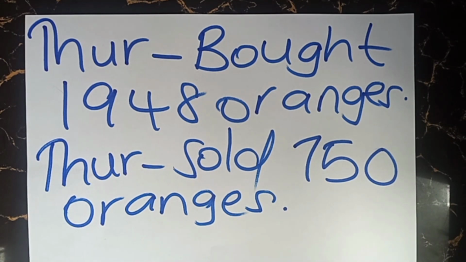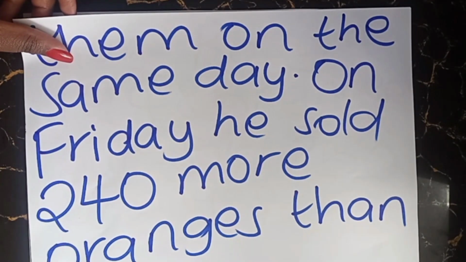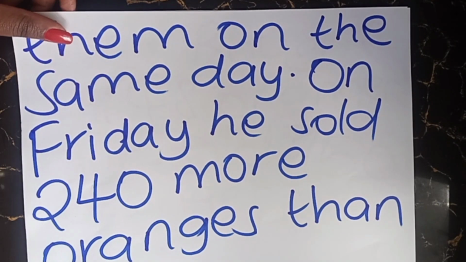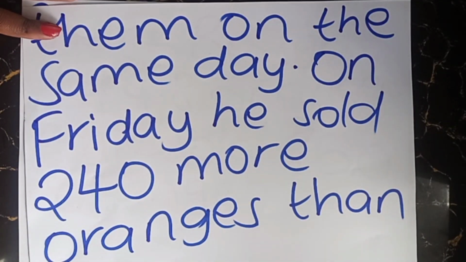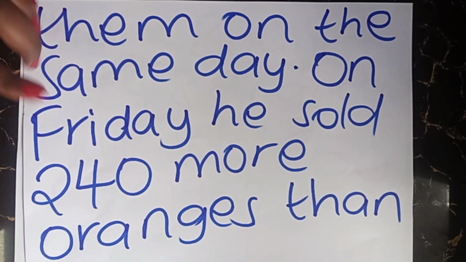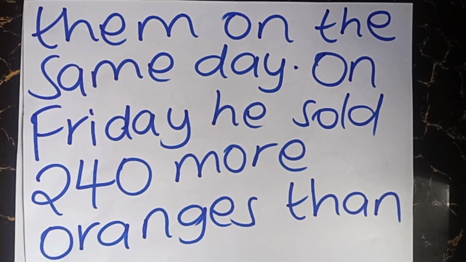So let's continue reading the question. We've also been told that on Friday he sold 240 more oranges. That's what the question is telling us, right? Okay, so we need to write that out, and you need to be very careful there. We've been told that he sold 240 more oranges on Friday than he sold on Thursday, right?